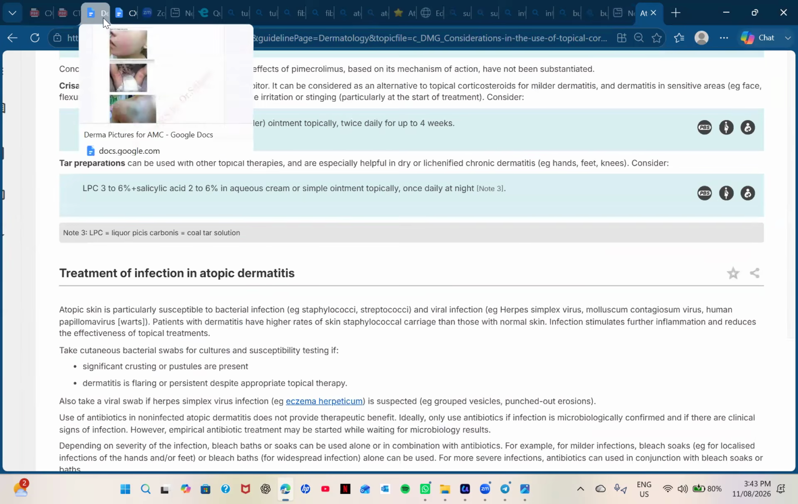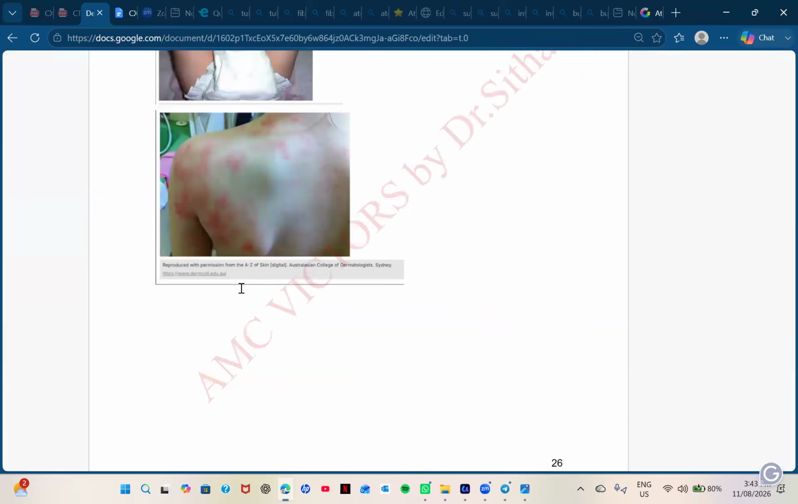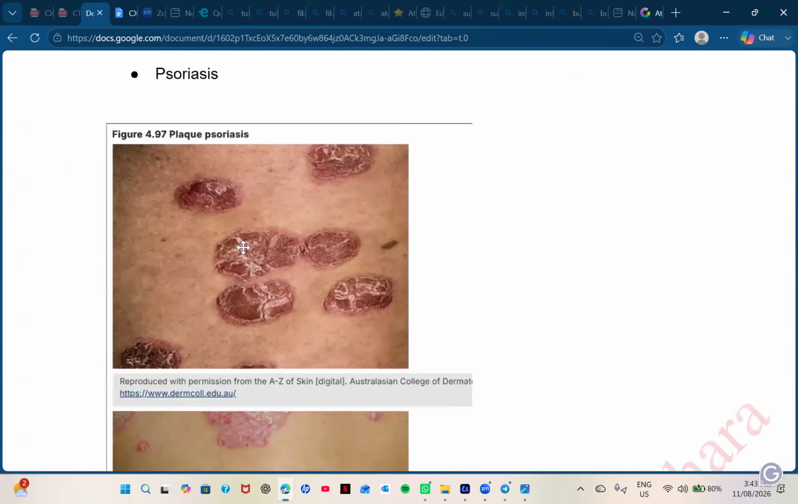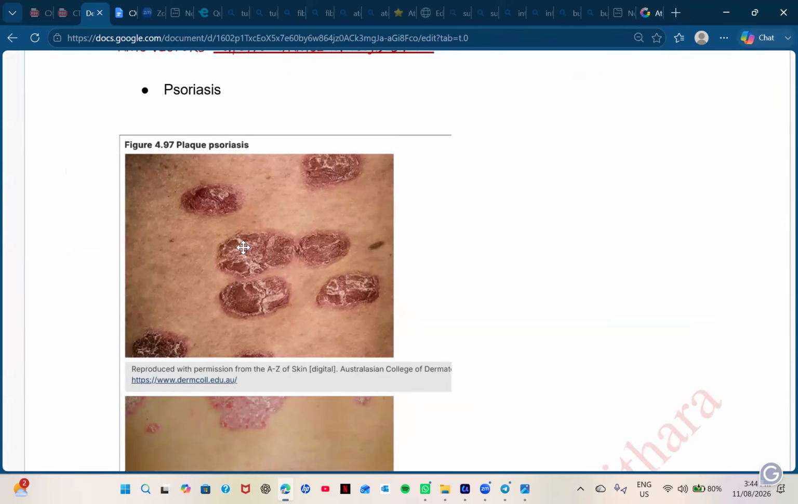We don't have time to go into all the details. So, psoriasis. You need to understand that we have different types of psoriasis. What are those different types? We have plaque psoriasis. So what is psoriasis? It's a chronic immune-mediated inflammatory skin condition.